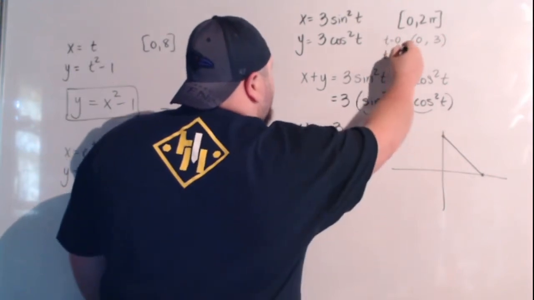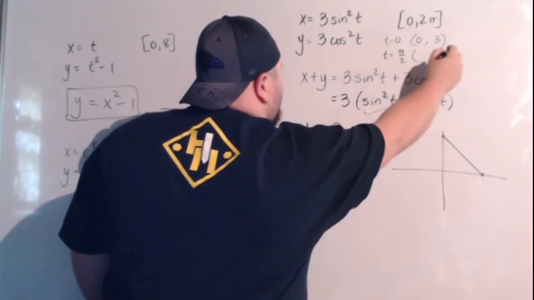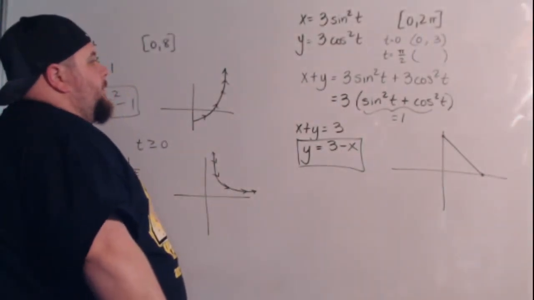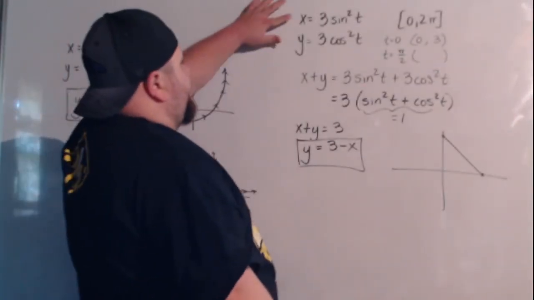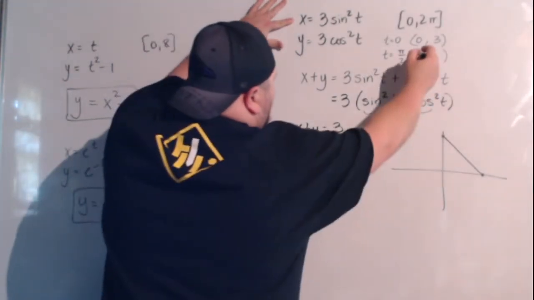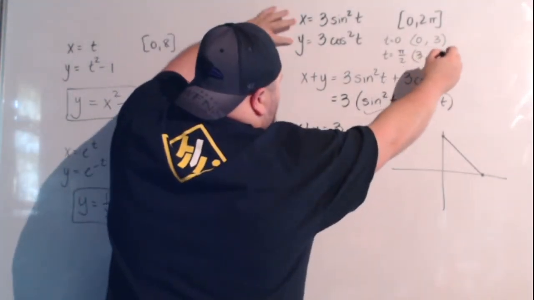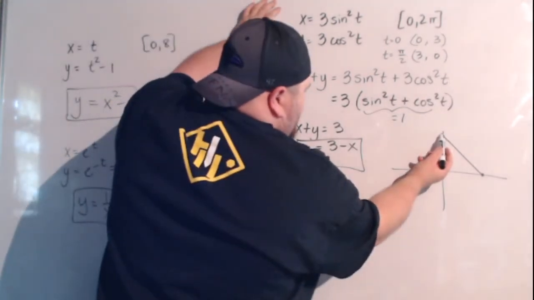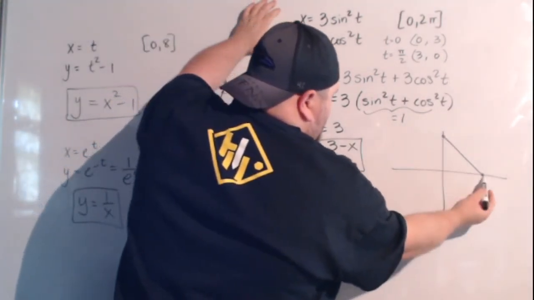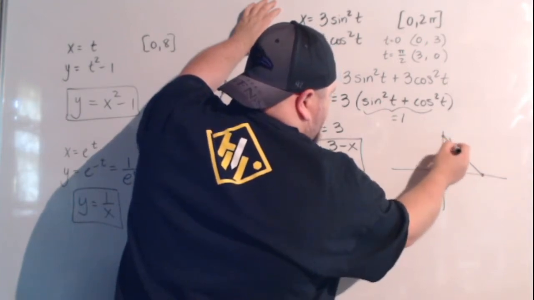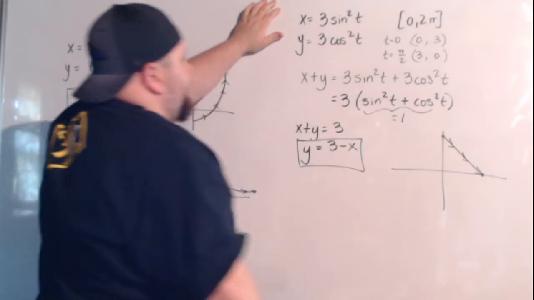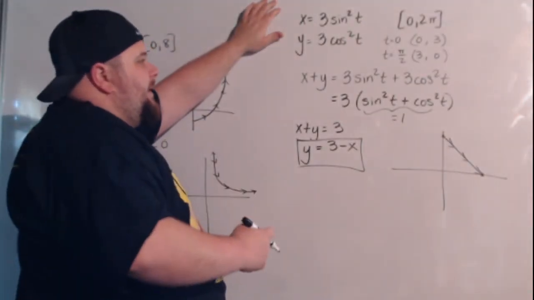Let's try pi over 2. I'm doing this because I have to indicate direction. So pi over 2, this one is going to be 3, and this one's going to be 0. So I went from here at 0, pi over 2 put me down there. Okay, so I'm heading that way. But then I still got to get to 2 pi, right?